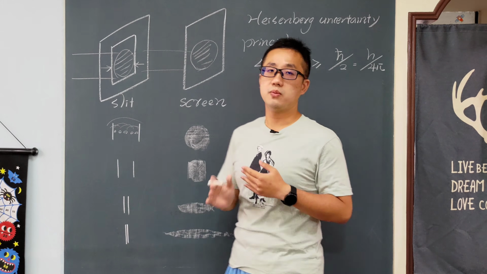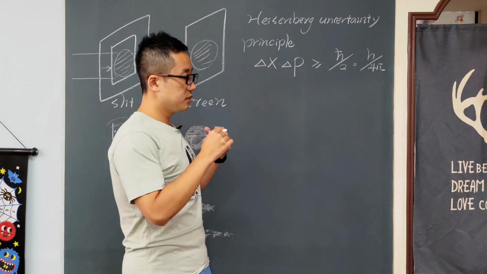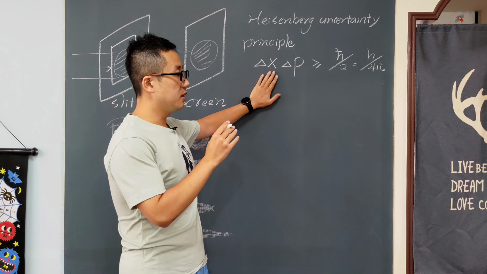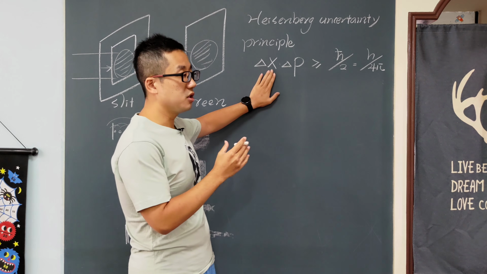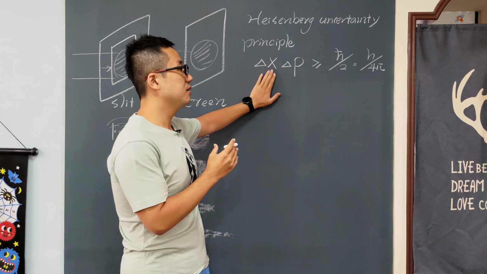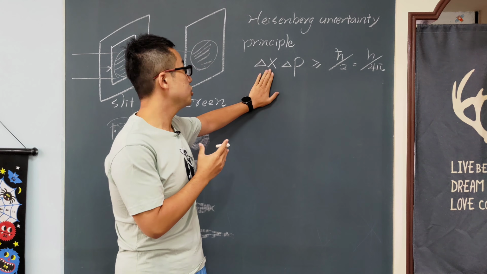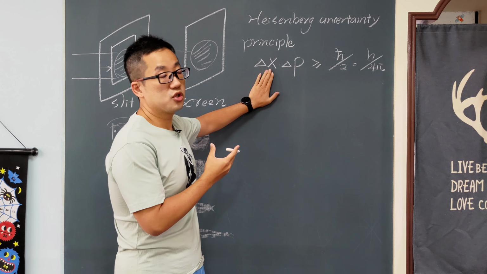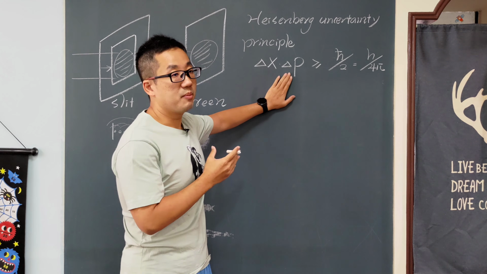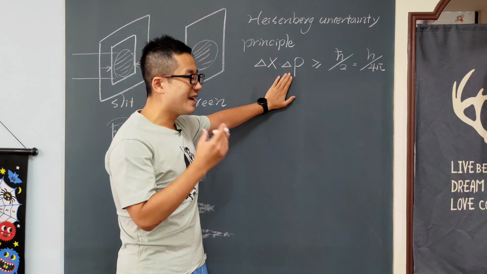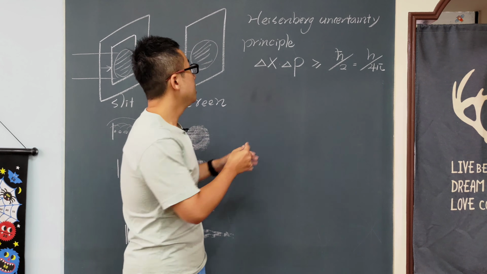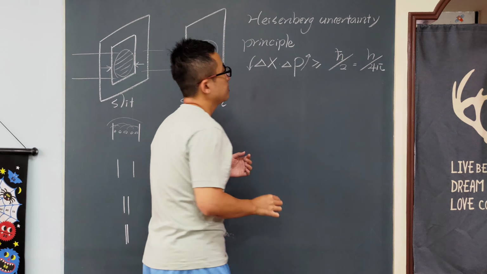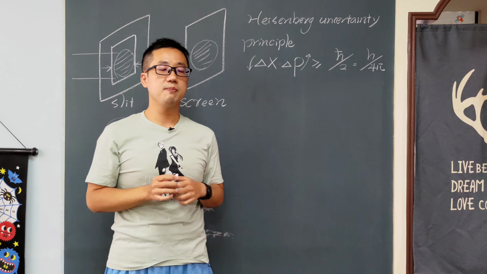So based on the principle, if we start to know too much about the particle's position, that means the less we know about its velocity times mass, the less we know about its momentum. So the more you know about the position of a particle, the less you know about its momentum. That is what the Heisenberg uncertainty principle tells you.